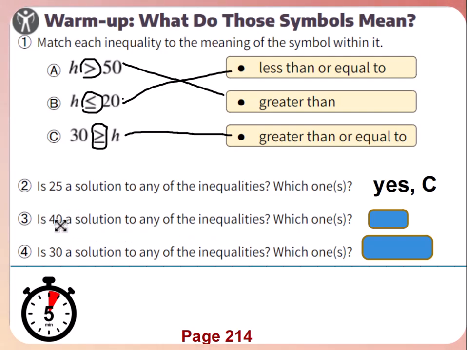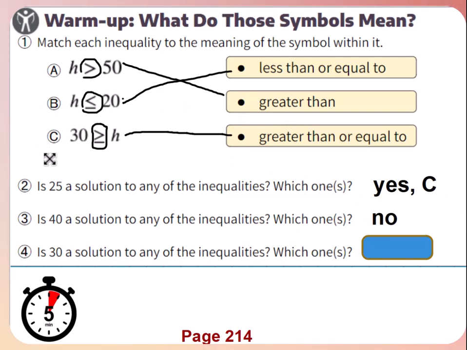We're going to take that 40 and we're going to substitute it in to A. Is 40 greater than 50? The answer is no. Let's move to B. Is 40 less than or equal to 20? No. On the number line, 40 is not less than or equal to 20. 40 is greater than 20. Move on to C. Plug in or substitute in 40 for H. Is 30 greater than 40 or equal to 40? And the answer is no. None of those work.